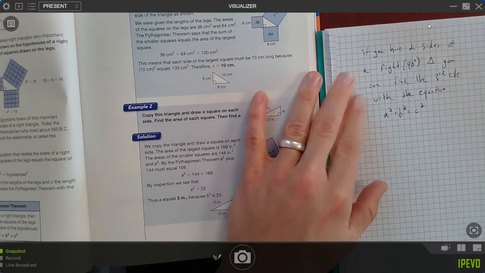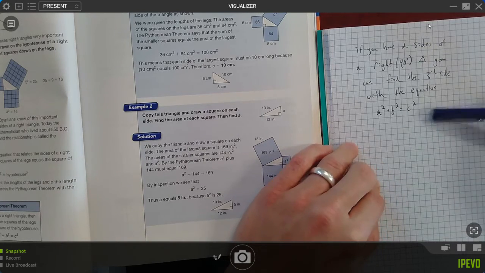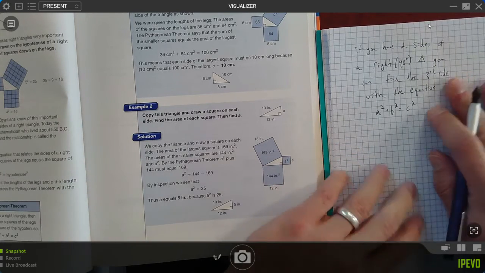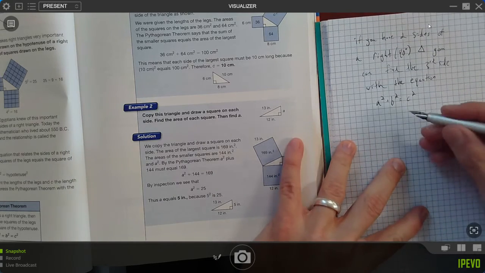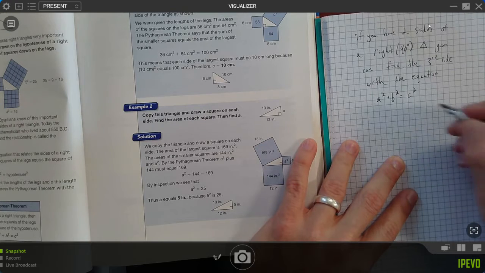Okay, Pythagoras was an ancient Greek guy who figured this math out. Okay, and it works every single time for any right triangle. Okay, so a squared plus b squared equals c squared.